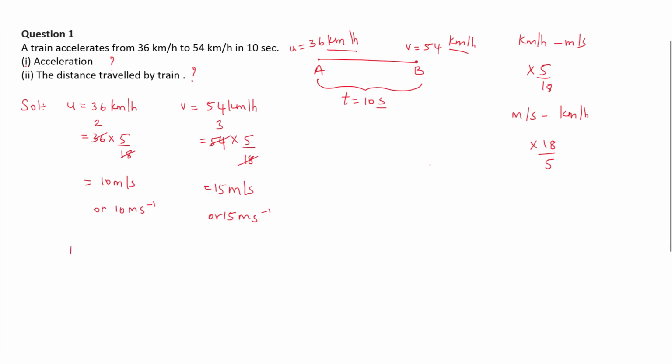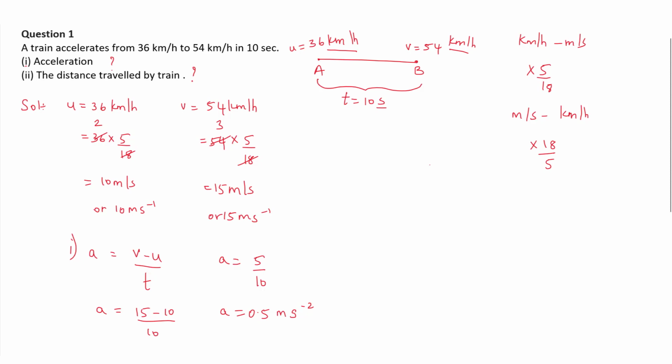The first one, acceleration. Acceleration is denoted by a, and we know that it is the change in velocity in a certain amount of time. So the change in velocity is final velocity minus initial velocity, divided by time taken. So a is equal to final velocity, which is 15 meter per second, minus initial, which is 10, divided by time taken, which is 10. So a is equal to 5 by 10, that is, a equals 0.5 m s power minus 2, meter per second square. Always remember the unit of acceleration is meter per second square. It is very important for you to understand and remember the units.